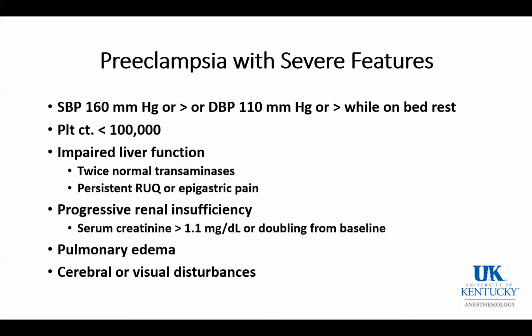epigastric pain, evidence of progressive renal insufficiency as shown by rising serum creatinine, or the development of pulmonary edema or cerebral or visual disturbances. Any one of those criteria will give the patient the definite diagnosis of preeclampsia with severe features. But you need to note that there is no proteinuria criteria for severe anymore. Used to be if you had 5 grams in 24 hours of protein, that made you severe. No longer the case. Also, they have gotten rid of the fetal intrauterine growth restriction as a criteria for preeclampsia with severe features.